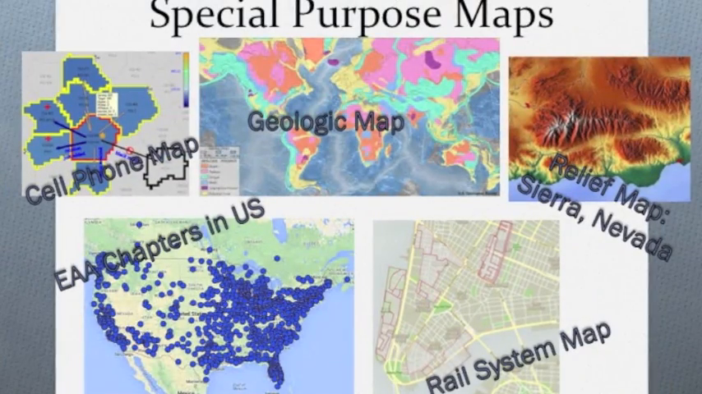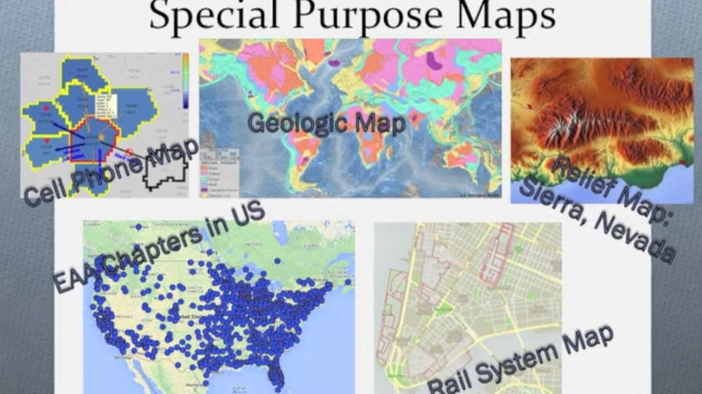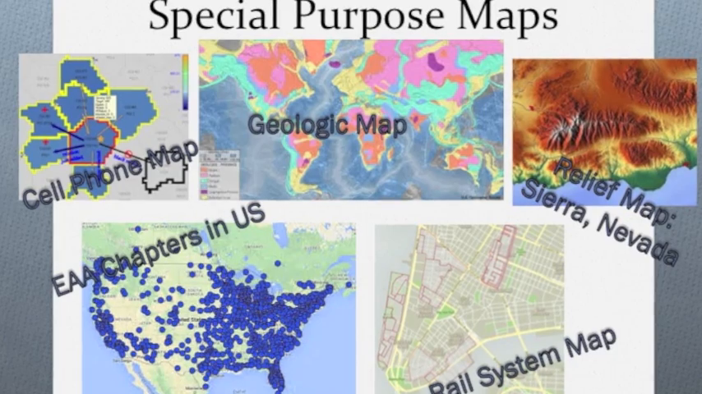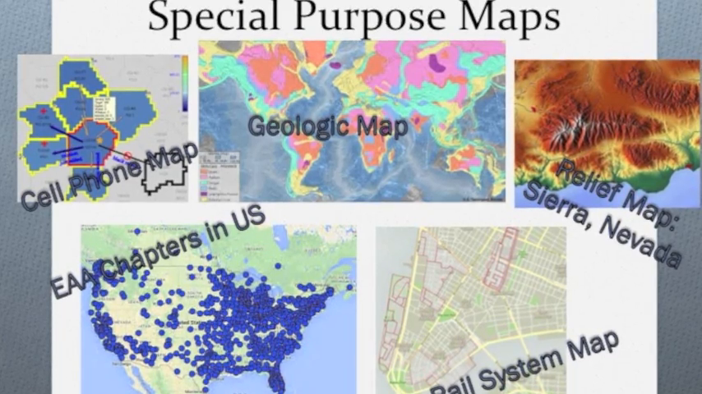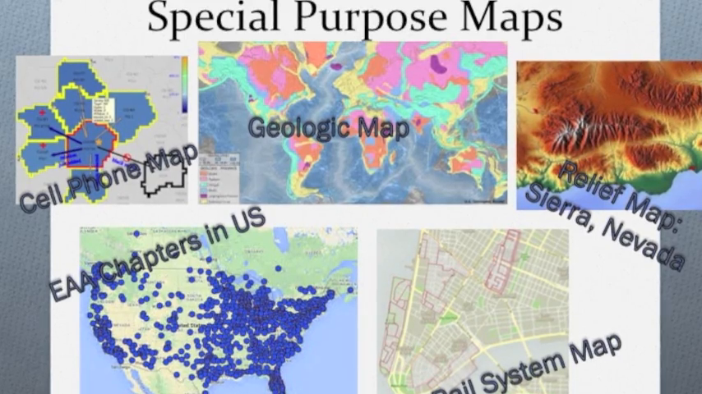The other kinds of maps are special purpose maps. Let's look at some of those. Some maps are made to present specific kinds of information. These are called thematic or special purpose maps. They usually show themes or patterns, often emphasizing one subject or theme.